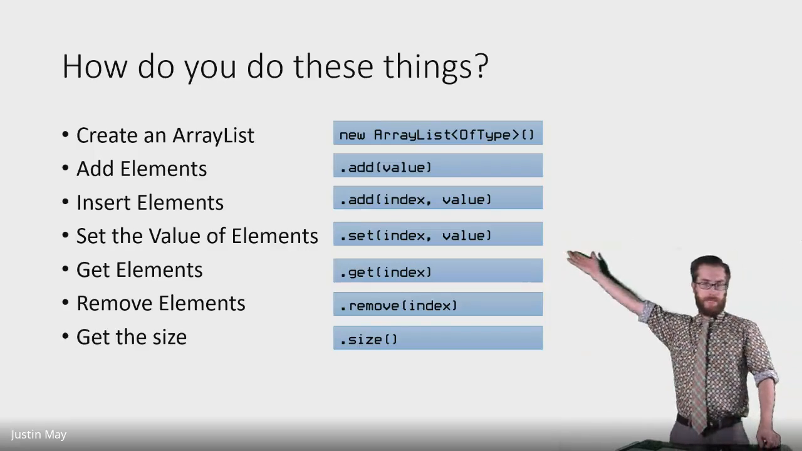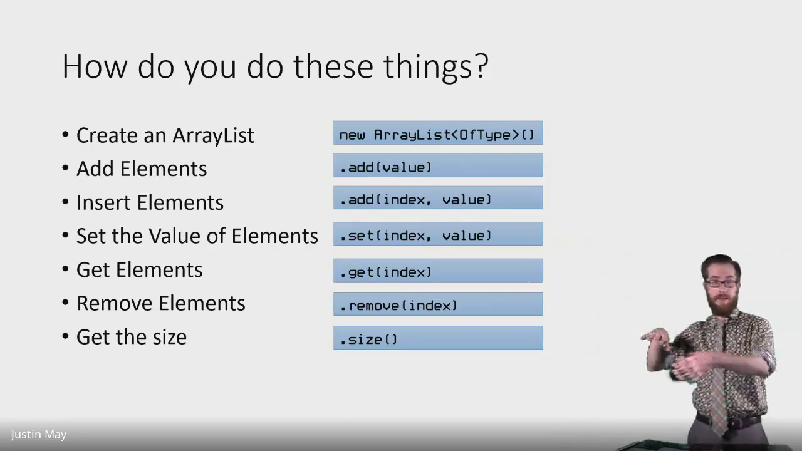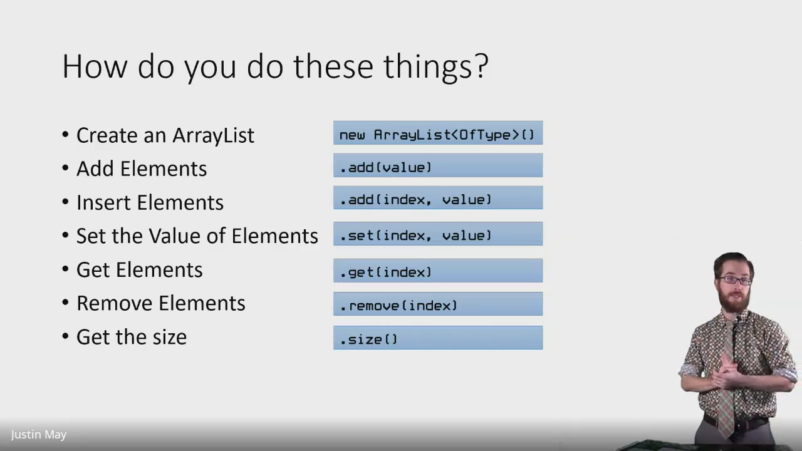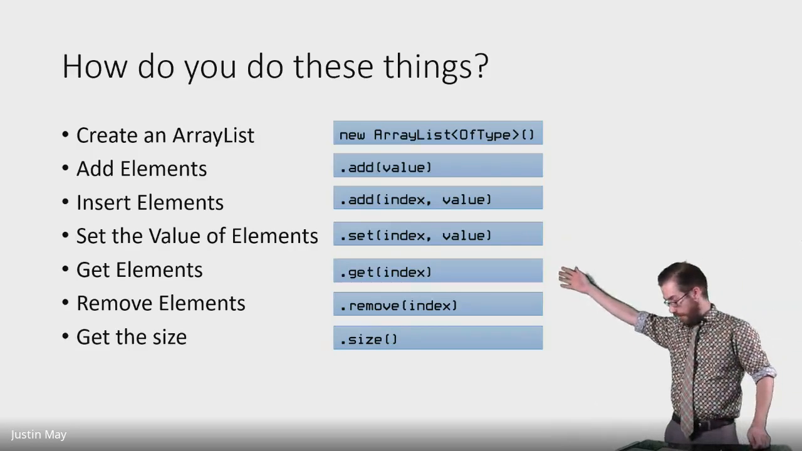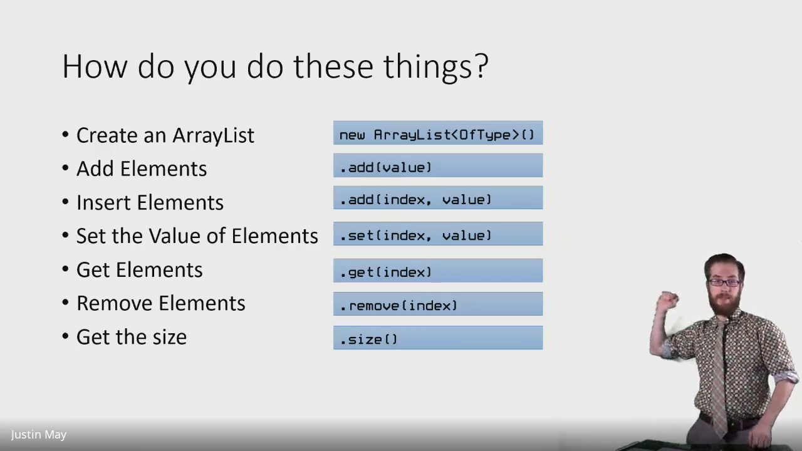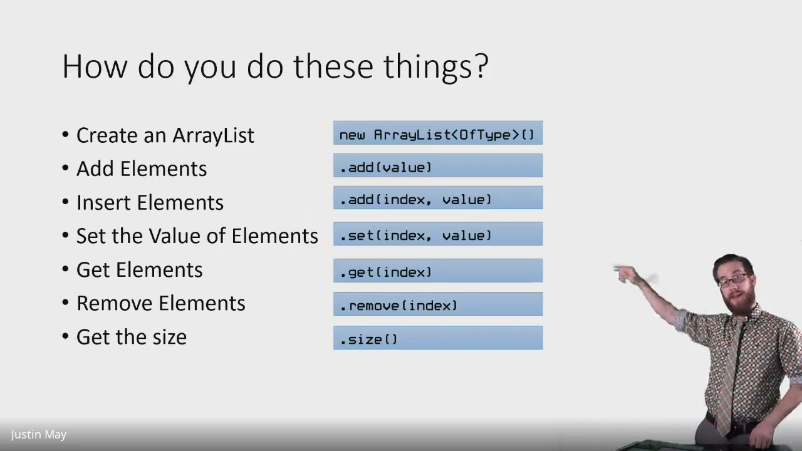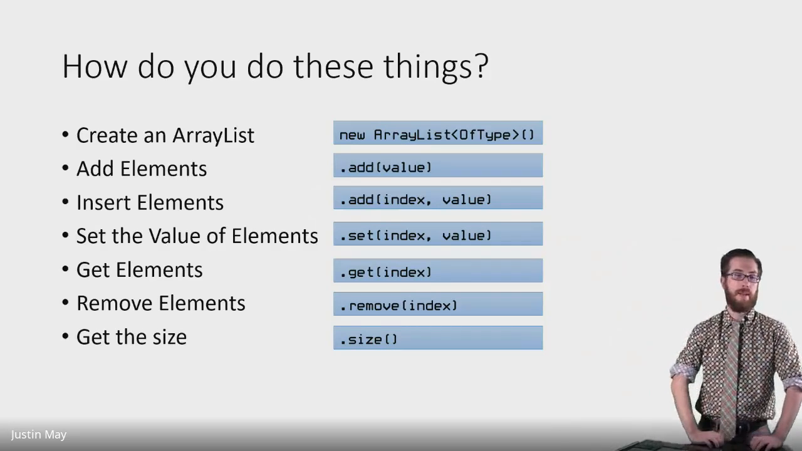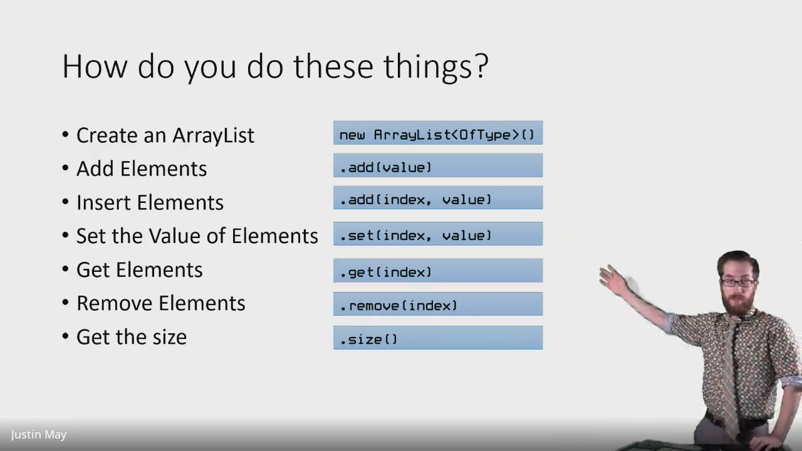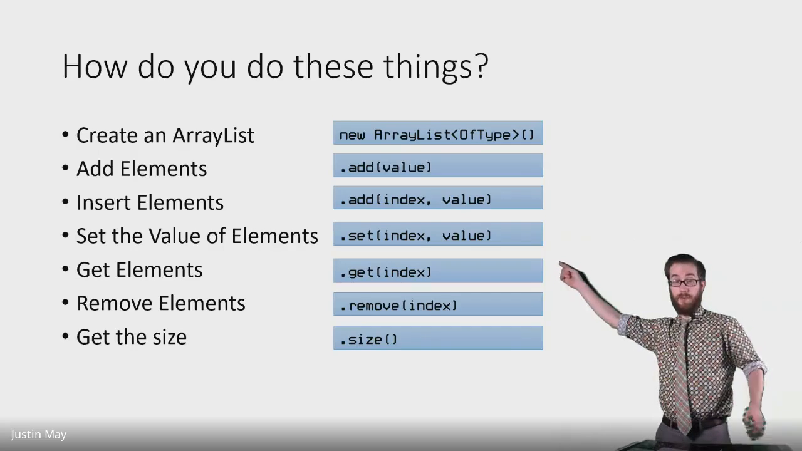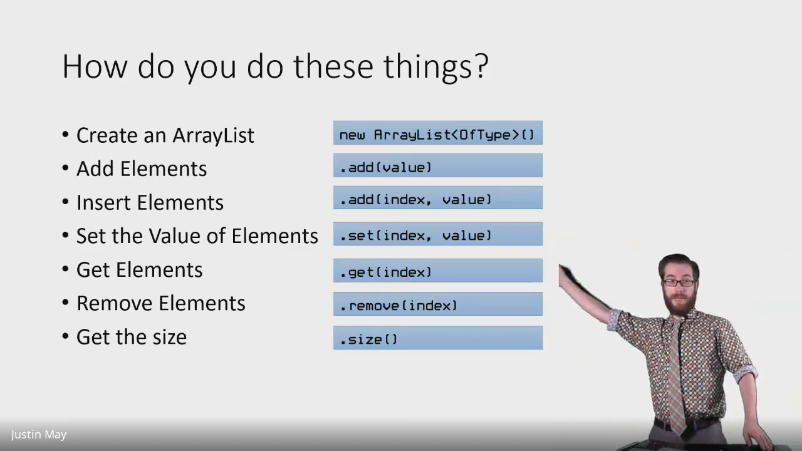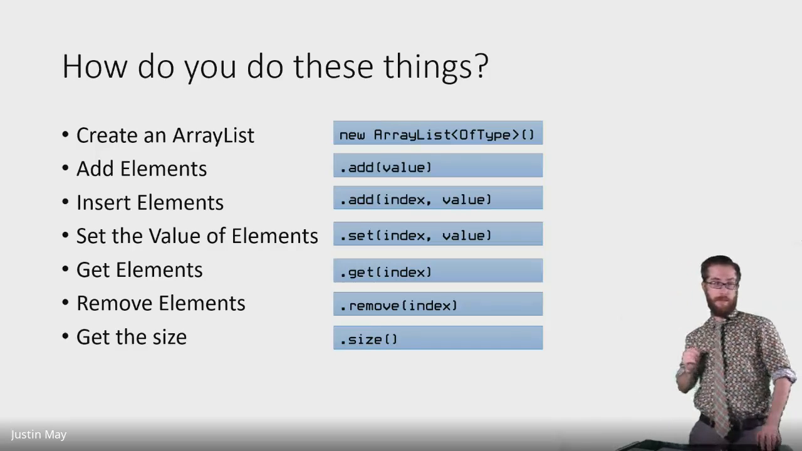How do you add elements? There's a method called add. Add, and then whatever you want to add goes in the parentheses as your argument. How do you insert elements? You also use the add method, but this time you give it two arguments, an index, where do you want to add it, and a value, what do you want to add? Setting the value, it's a method called set. I want to set the value at this particular index, and I want to set it to this particular value.